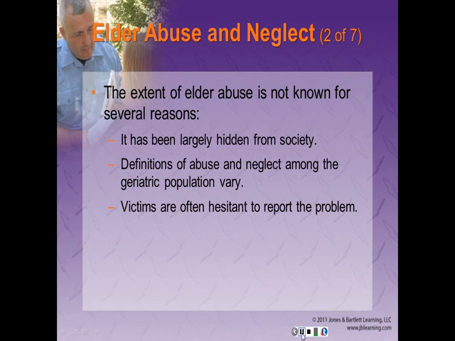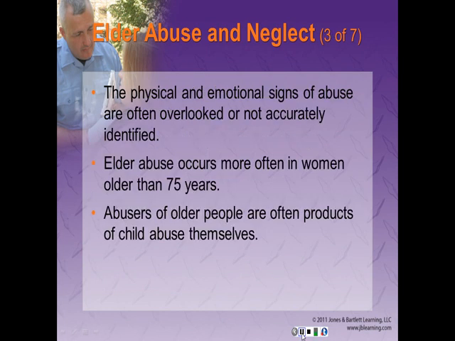The definitions of abuse and neglect among the geriatric population vary, and victims are often hesitant to report the problem to law enforcement agencies or human and social welfare personnel. The physical and emotional signs of abuse, such as rape, spouse beating, and nutritional deprivation, are often overlooked and are not accurately identified. Older women in particular are not likely to report incidents of sexual assault to law enforcement agencies. Patients who have sensory deficits, dementia, or other forms of altered mental status may not be able to report abuse.